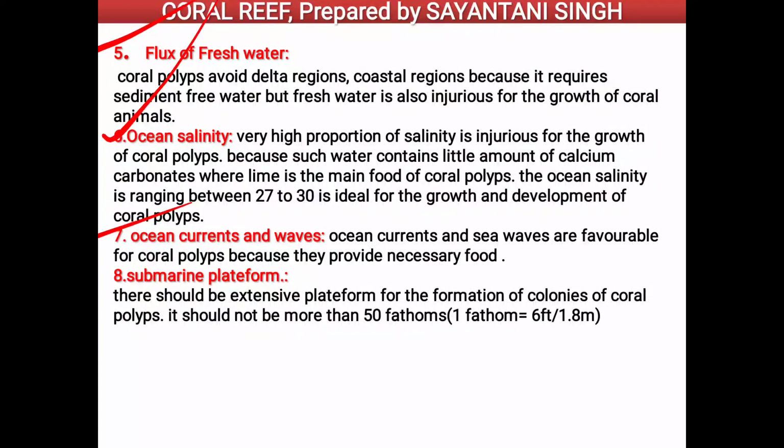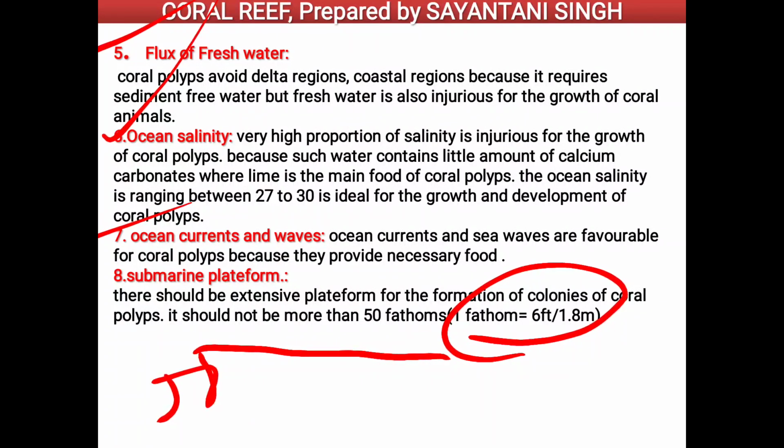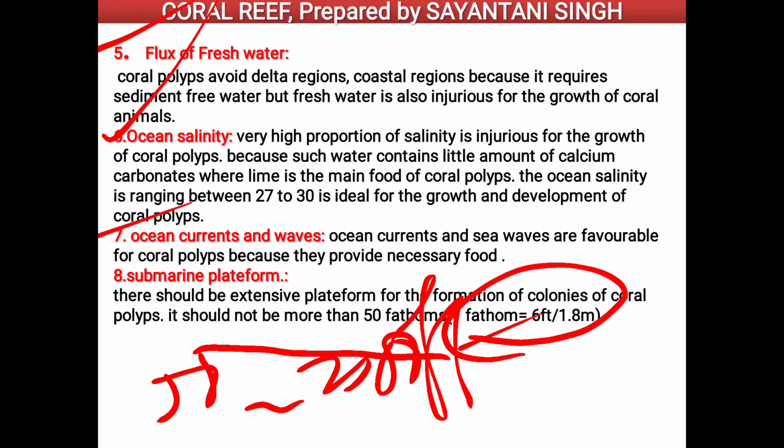Next one is ocean current. Ocean currents and sea waves are favorable as they provide the necessary food. Next one is submarine platform. There should be an extensive platform so that they can form their colonies, and it should have a limit. It should not be more than 50 fathoms, and 1 fathom is 6 feet, so 50 fathoms is 300 feet. 300 feet is perfect for the growth of coral polyps. Beyond it is injurious for their colonies.